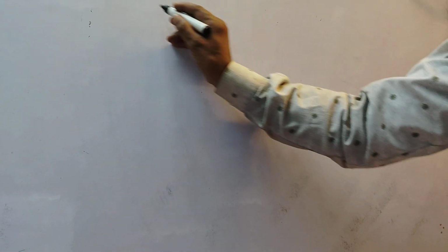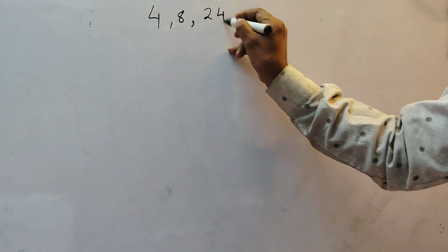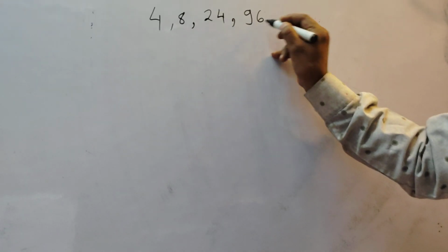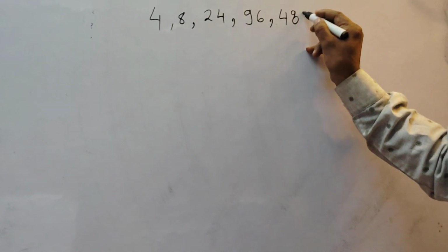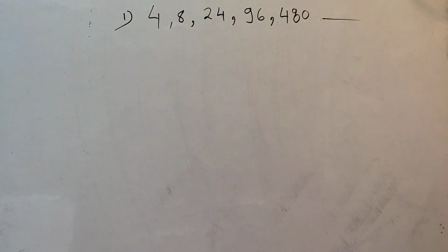Next is our series type problem: 4, 8, 24, 96, 480. This was our question 1 of the series. And your answer is 2400, option A.